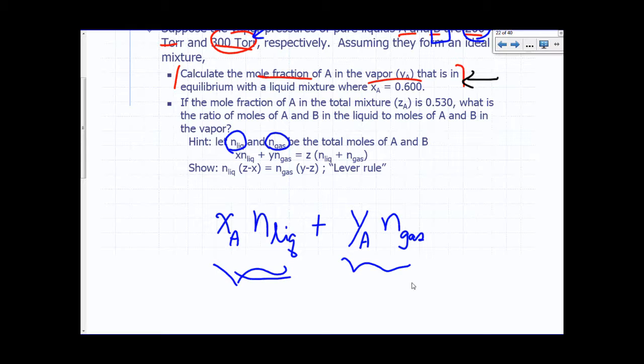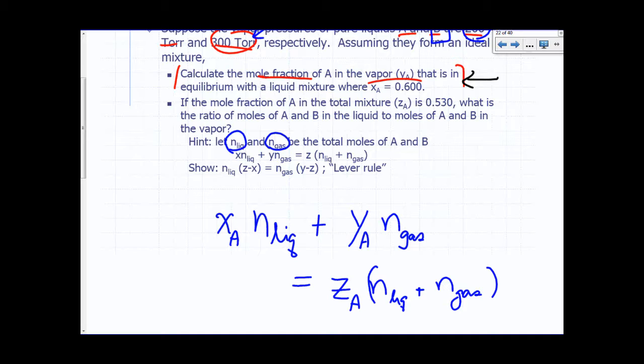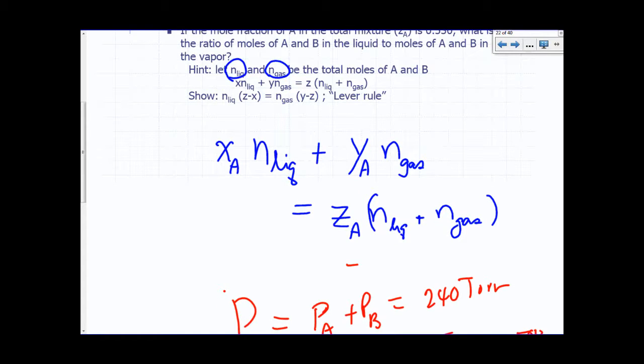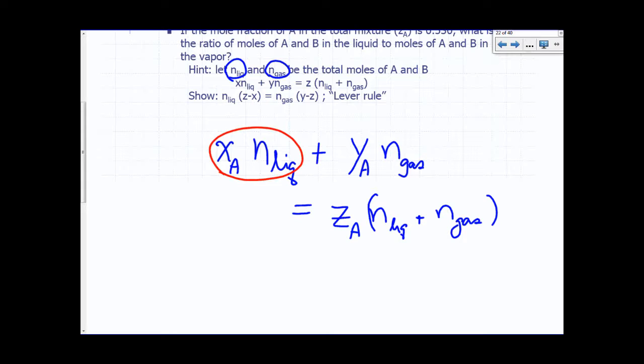And what was the overall mole fraction of A? We say that must be equal to the overall mole fraction of A, Z sub A, times the total moles, which would be N liquid plus N gas. So that's the equation I have for A. If that's the case, let me rearrange this equation to isolate N liquid on one side and N gas on the other side. I'm going to put N liquid on the left side.